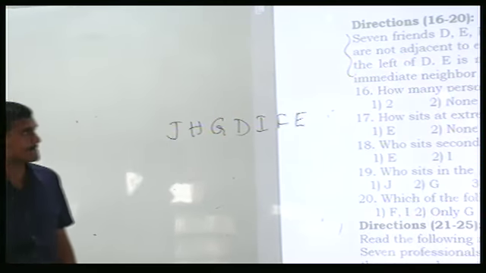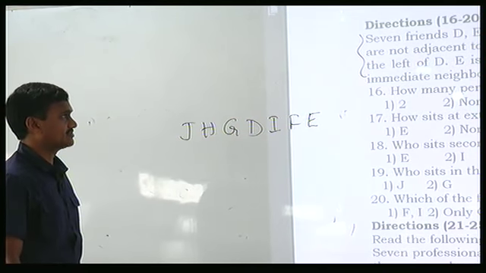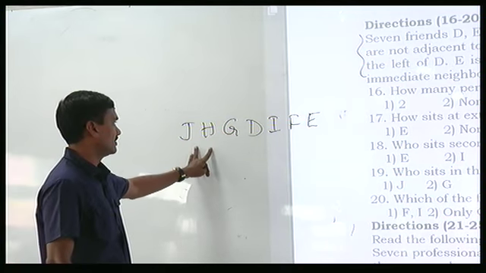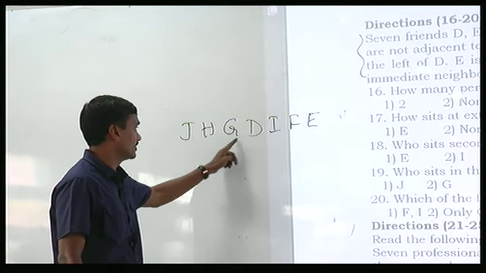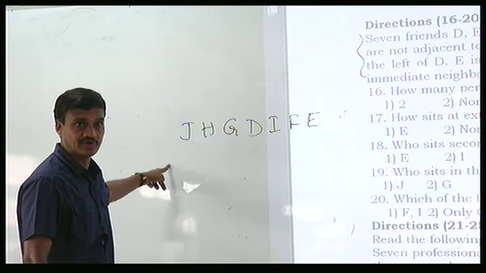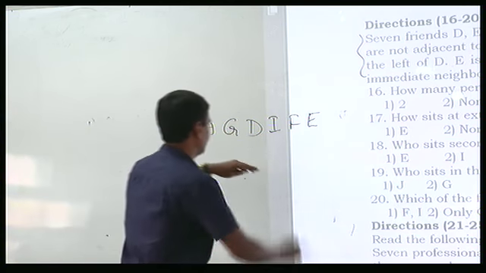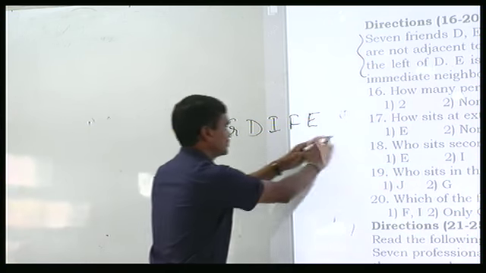Now see here. As many people to the left of F. How many persons are to the left of F? 1, 2, 3, 4, 5 persons to the left of F. 5 persons to the right of H.